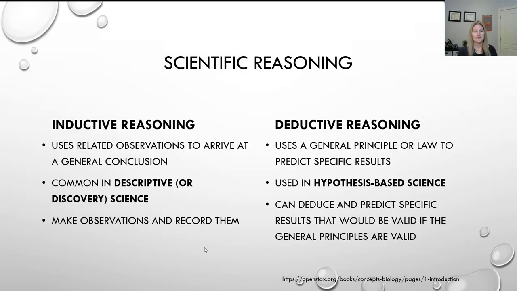So moving into science, when we are in the realm of science, we can come up with certain reasoning to explain something. And so this reasoning could either be inductive reasoning or deductive reasoning. So inductive reasoning involves using related observations to come up with some sort of general conclusion. So we're making observations, we're recording them, and based on those observations, we're coming up with some sort of conclusion. So this is more of a descriptive or discovery type of science within the realm of science.